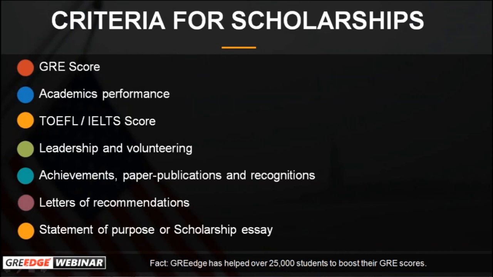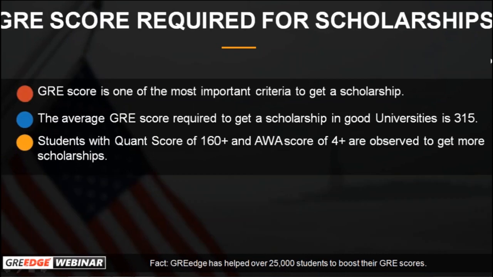Now, the GRE score required for scholarship is something very important. Most of you guys are ideally looking for it. See, GRE score is one of the very important criteria, yes, and the average GRE score required for good universities is 315. This is just an approximate number. I would not count this number to be very credible. Ideally, if you get a 160 plus on your verbal and 160 plus on your quant, there are more chances of scholarship. Your AWA score is very, very important. That should also be 4 plus.